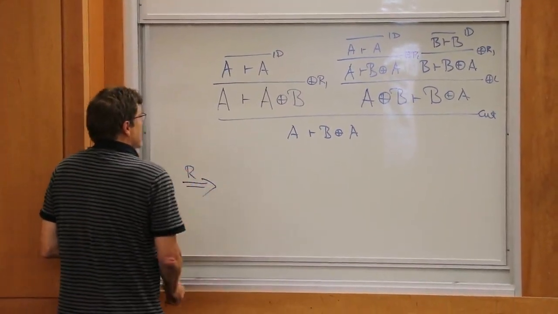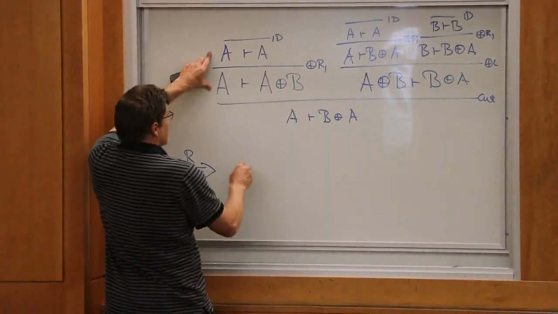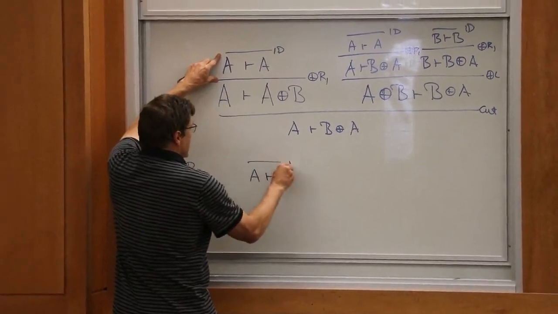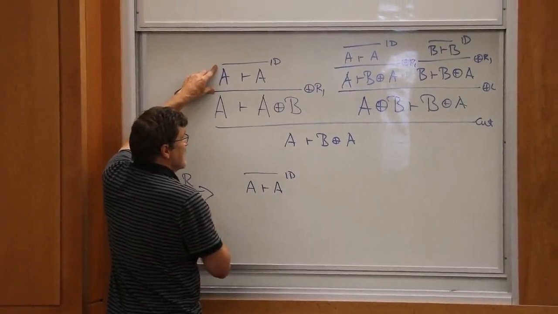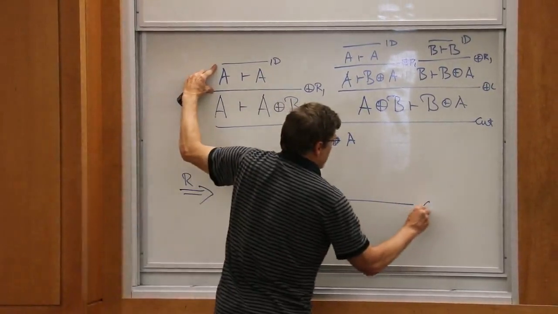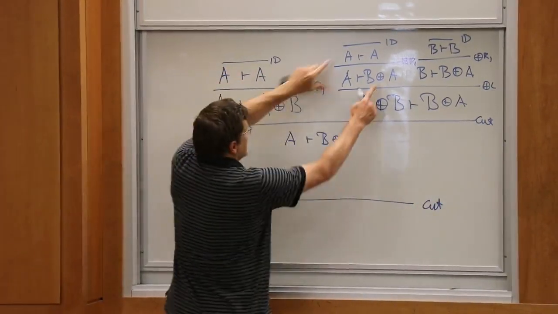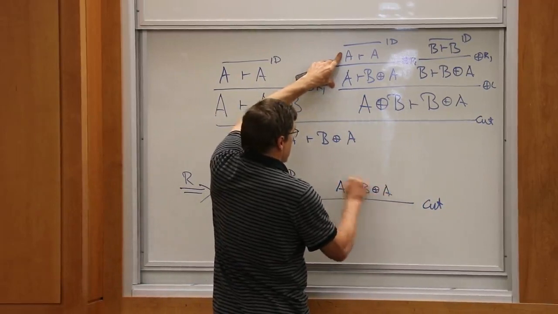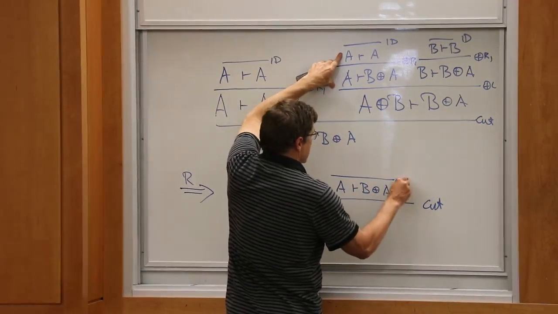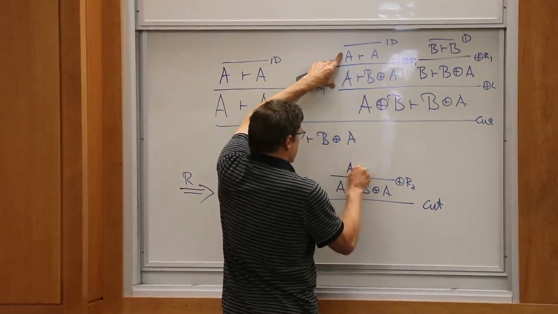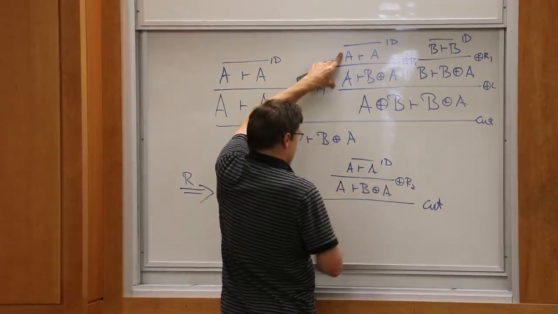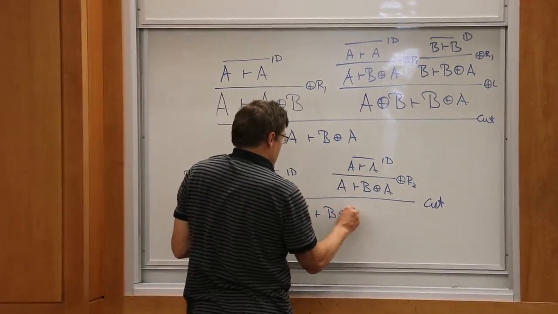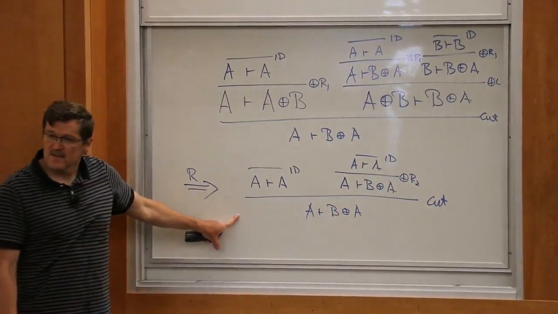So this is some kind of proof reduction. To take this proof, A proves A by the identity, and cut this with this part of the proof, A proves B plus A, because we have plus right 2, which follows from A proves A, which is the identity. And the conclusion is still A proves B plus A. Okay, does that step make sense?